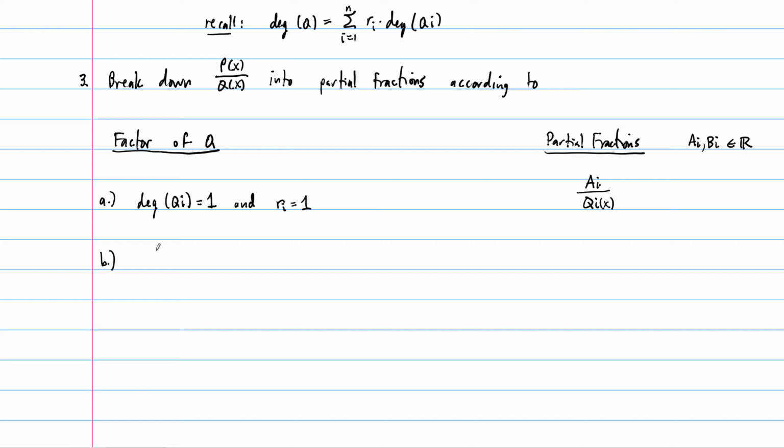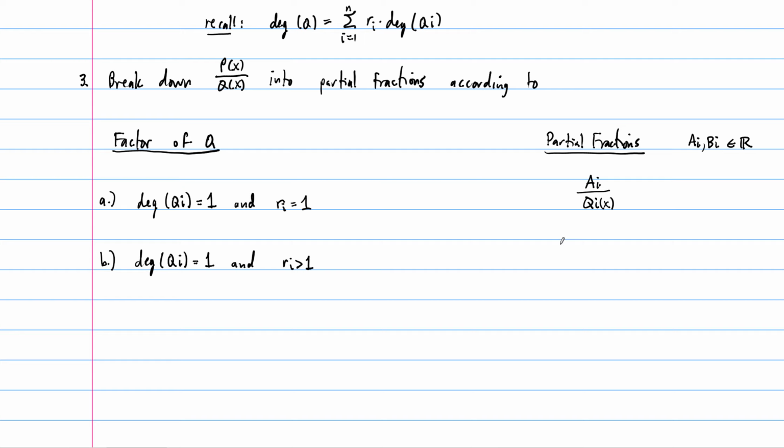So what about if the degree is 1? So we have a linear factor, so degree of q sub i is 1, but the multiplicity is greater than 1. Well, now we need one of these for each power, actually. Okay, we need one of these for each power, for each multiplicity.